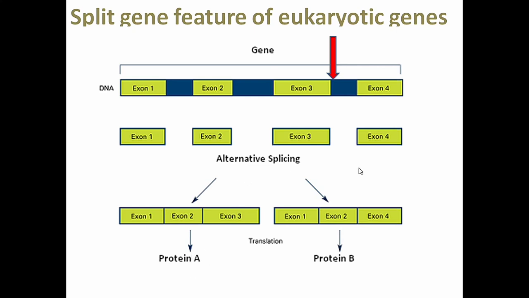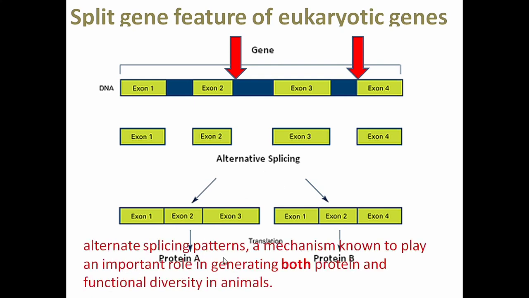Let us see another alternative splicing. If the splicing takes place here, the exon 3 will be removed along with 2 introns. So the mRNA will contain exon 1, exon 2 and exon 4. Another protein will be formed. This is alternative splicing. Alternate splicing patterns are a mechanism known to play an important role in generating both protein and functional diversity in animals. A variety of proteins and a variety of animals are formed because of the alternate splicing pattern.